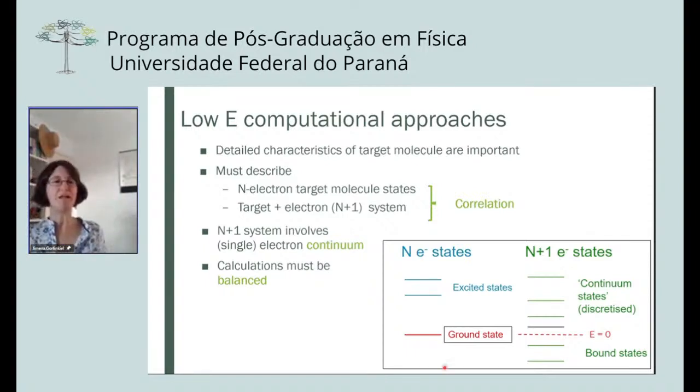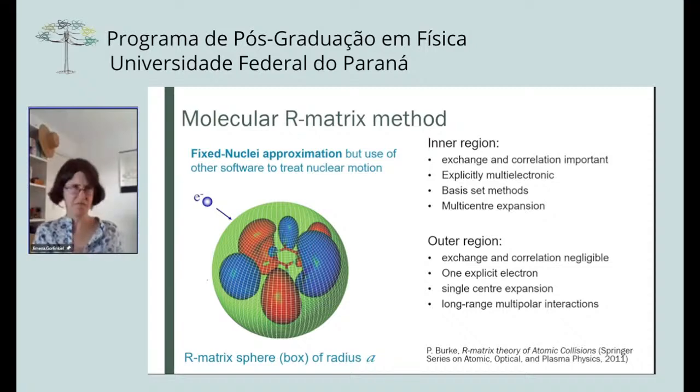So let me tell you a little bit now about the R matrix method, that is the method I use. This is a method that was developed in nuclear physics 70 years ago, probably a bit more, and then translated to atomic and molecular physics to study mainly collision processes and photoionization.